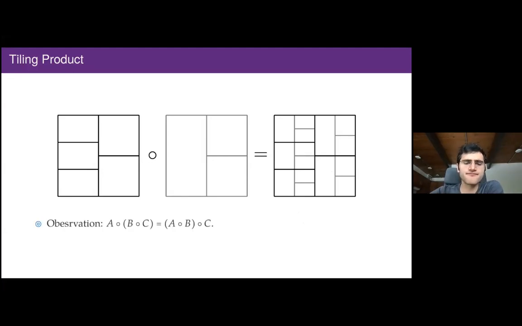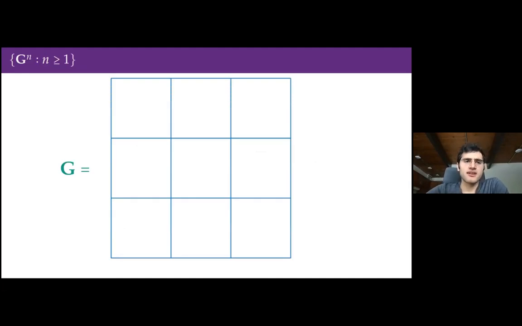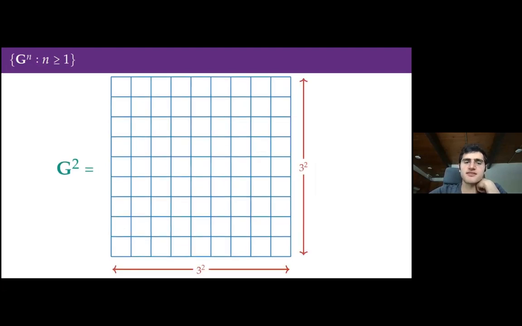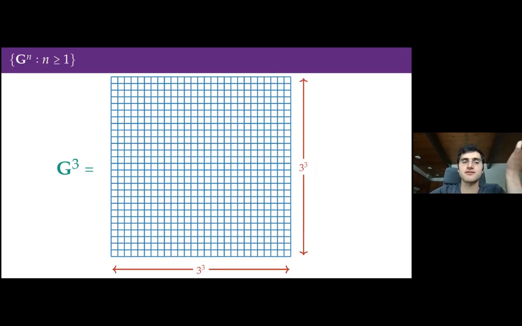One key observation is that this product is associative: A times B times C equals A times B times C. So if you start with this 3x3 grid as your base construction and look at the powers of G, you can see that G squared is a 3 to the 2 by 3 to the 2 square, and G to the 3 is also a 27 by 27 grid. If you take the limit of Gn as n goes to infinity, you obtain the two-dimensional grid.